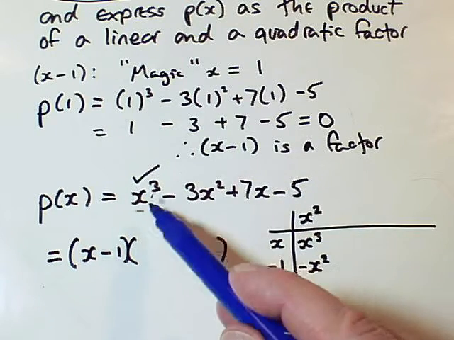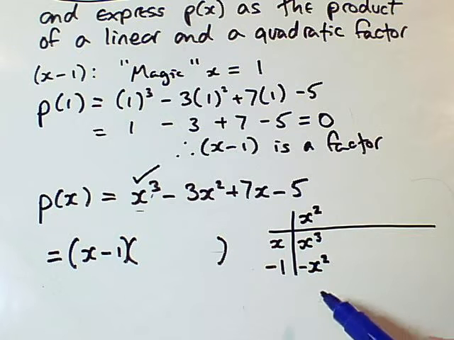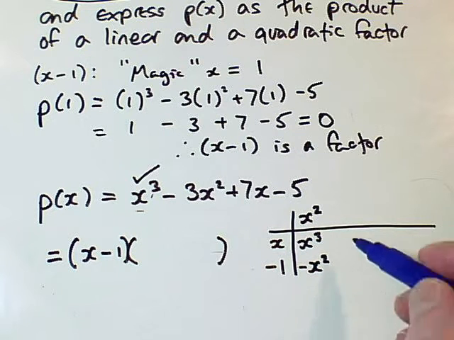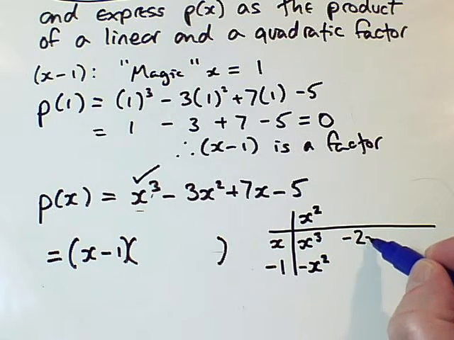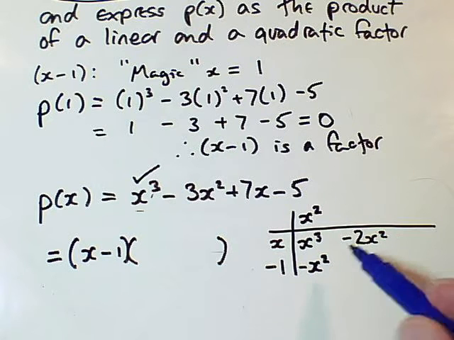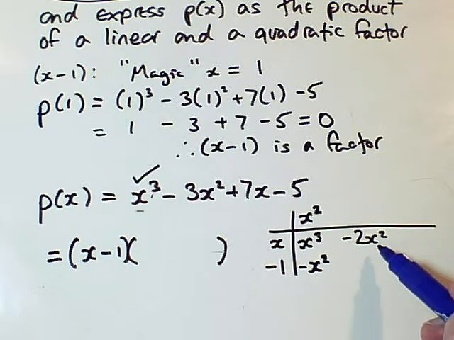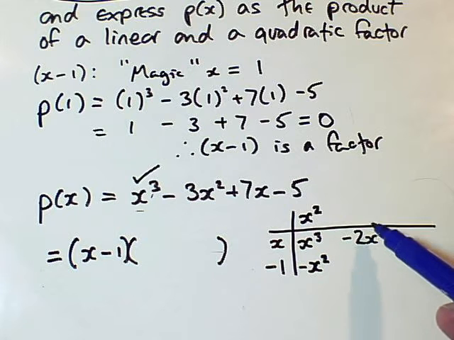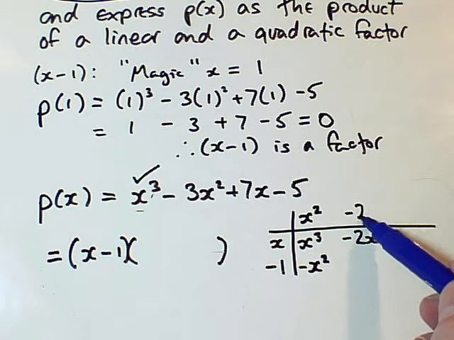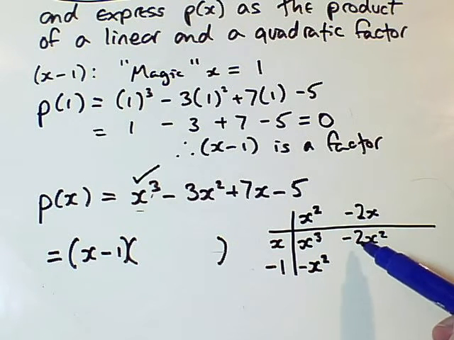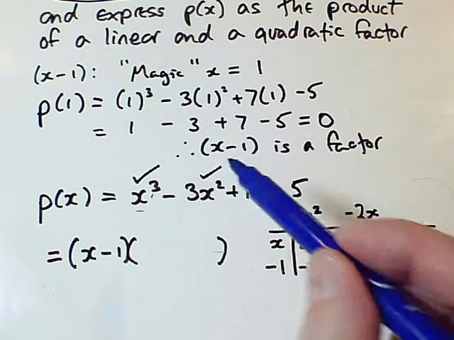Now I need to look at the minus 3x squared term. I've already got minus x squared, so I need another minus 2x squared from the grid. How am I going to get minus 2x squared? Well, I've got x times something, so this must be minus 2x. These two multiply to give that. Now I've made that term work.